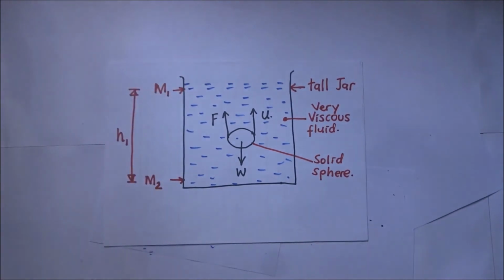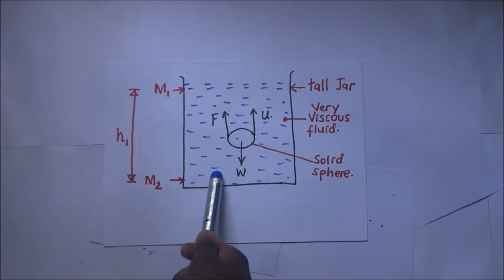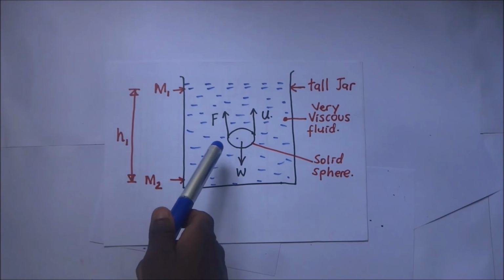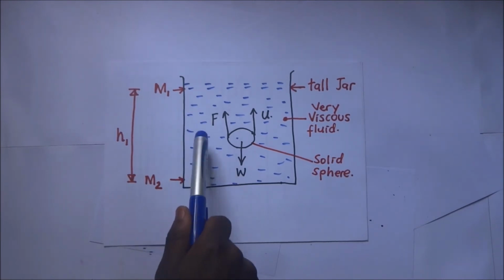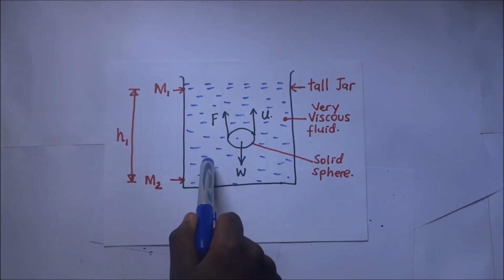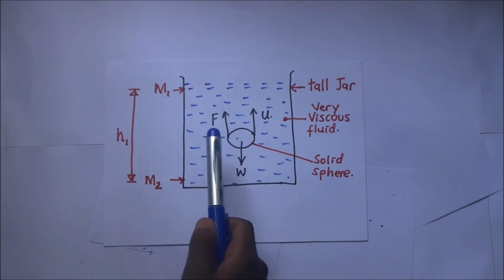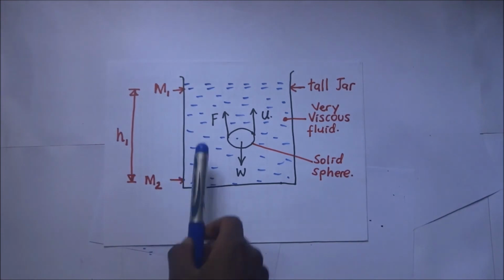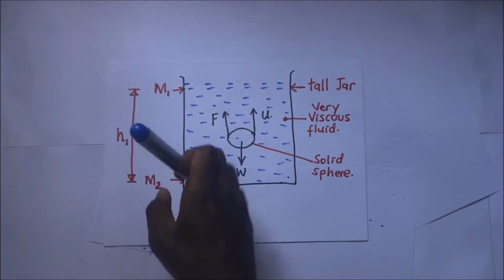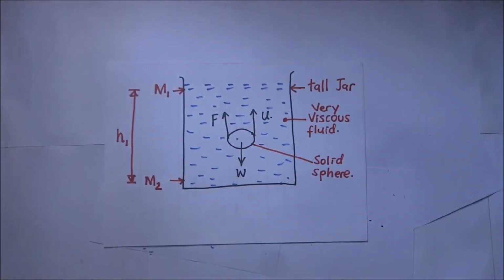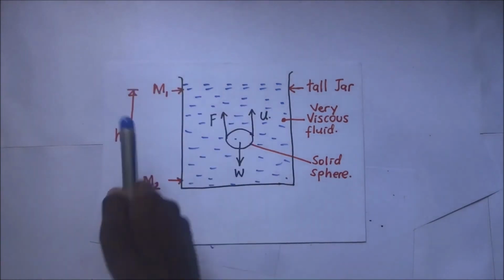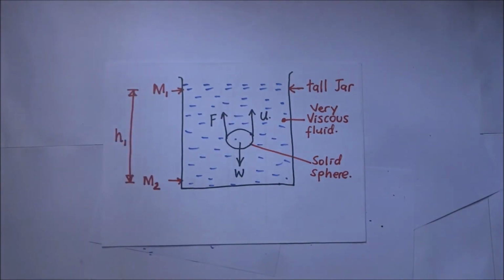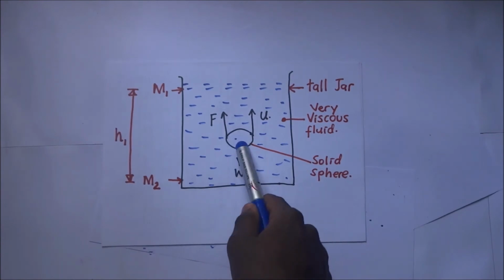So the first thing we need to know is the density of this viscous fluid that we are using. If we are using engine oil or porridge, we need to know the density of what we are using. And after knowing the density, like I had earlier said, we are going to mark 2 points along the jar, and we get the height between them, which we call H1.